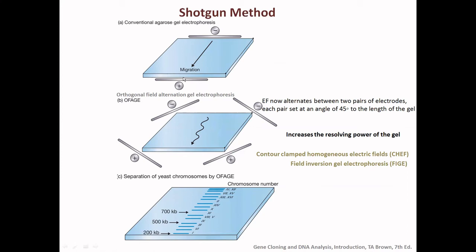So it can be conventional gel electrophoresis, or it can be OFAGE, orthogonal field alternating gel electrophoresis. The electromotive force alternates between this orientation and this orientation, which is at a 45-degree angle. It increases the resolving power. Similarly, we have contour-clamped homogeneous electric field and field inversion gel electrophoresis to increase the resolution of the separation of the different bands.